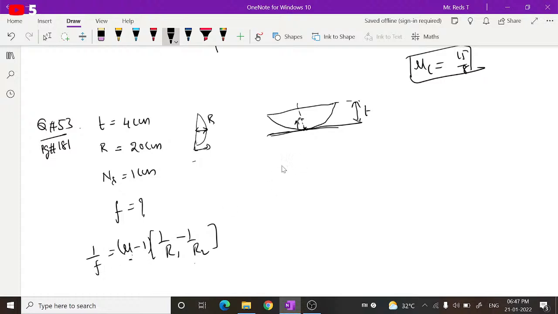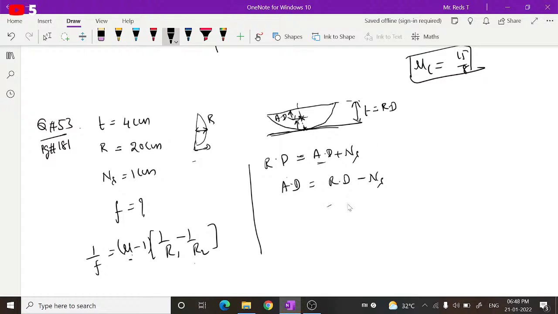So how to find mu? You can find mu by using one relation: normal shift. The thickness can also be called the real depth. If you see from here, the bottom appears to be raised here. This distance will be called the apparent depth. So real depth is equal to apparent depth plus normal shift. Apparent depth is equal to real depth minus normal shift.